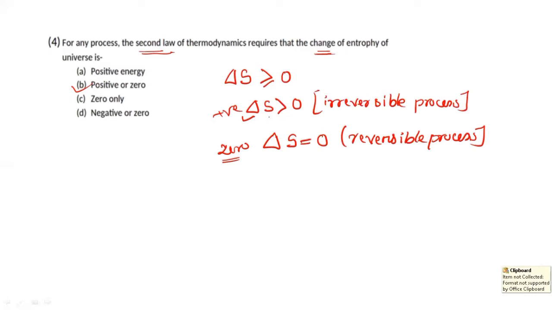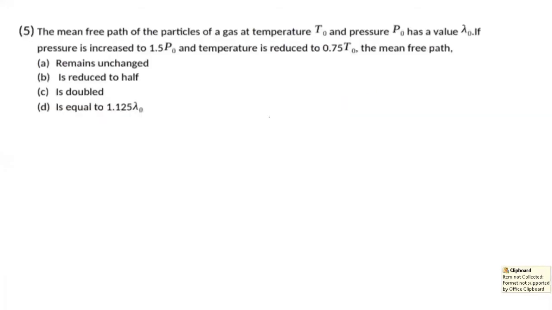So now let's come to the next question. Question number 5. Here it is said that the mean free path of the particles of a gas at temperature T naught and pressure P naught has a value lambda naught. So what is the mean free path of the particle of a gas?